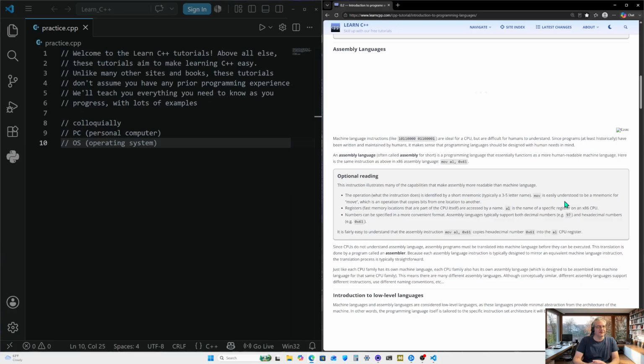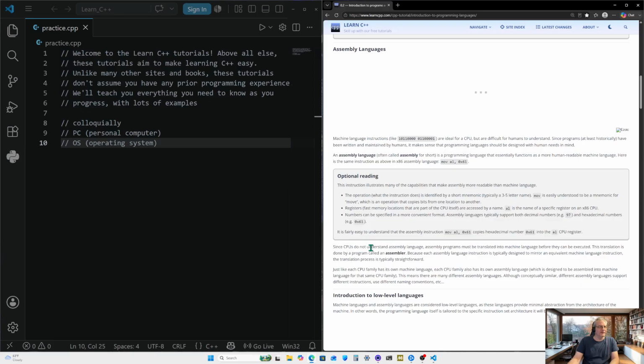Registers, fast memory locations that are part of the CPU itself, are accessed by name. AL is the name for a specific register on an x86 CPU. Numbers can be specified in a more convenient format. Assembly language typically supports both decimal numbers, like 97, or hexadecimal numbers like 0x61. Sorry.